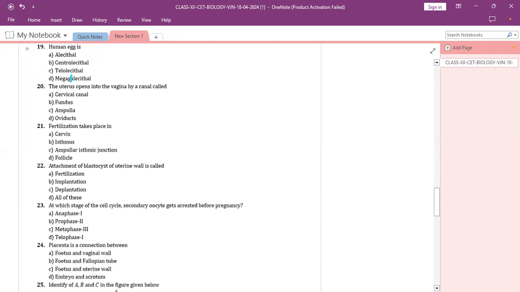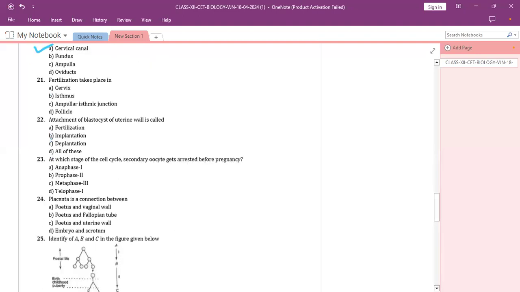20th one. The uterus opens into the vagina by a canal called A, cervical canal, B, fundus, C, ampulla, D, oviducts. So the uterus opens into the vagina by a birth canal, also called the cervical canal. A.